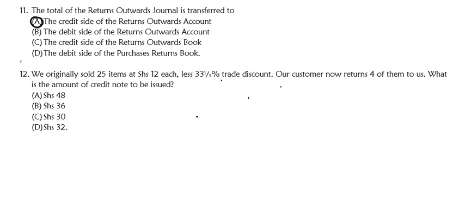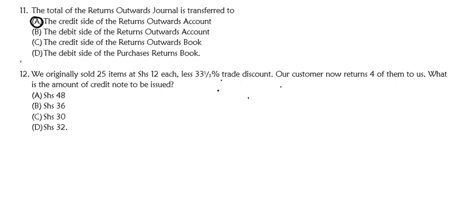We originally sold 25 items at shillings 12 each, less 33 and a third percent trade discount. Our customers now return 4 of them to us. What is the amount of credit notes to be issued? So goods were sold, there is a trade discount, but now some of the customers are returning the items to us. What is the amount of the credit notes to be issued? So the first thing you have to do is to get the price after the trade discount.